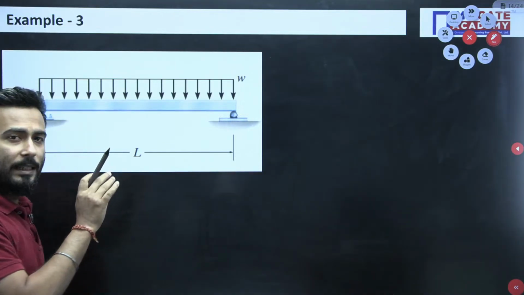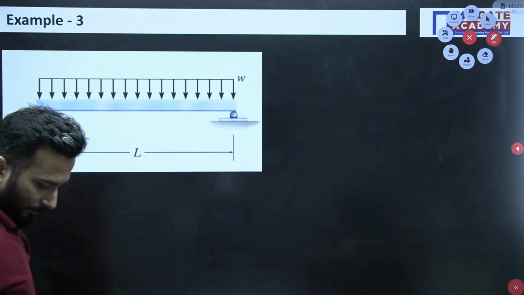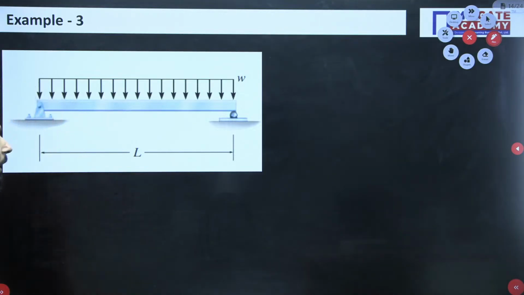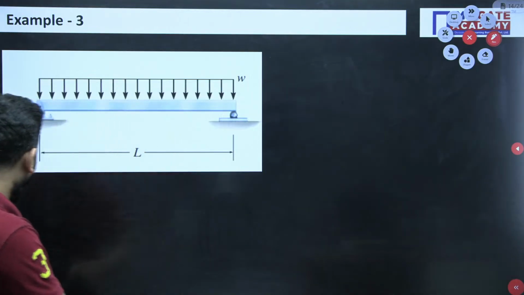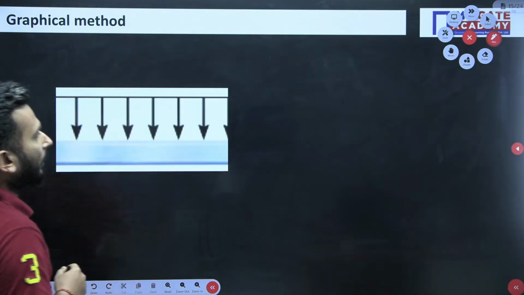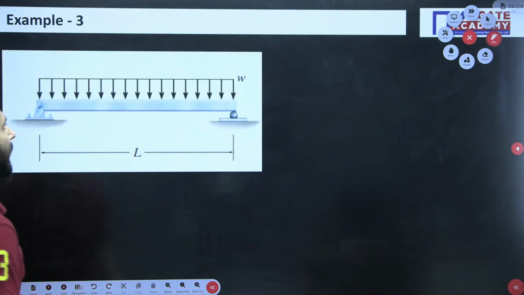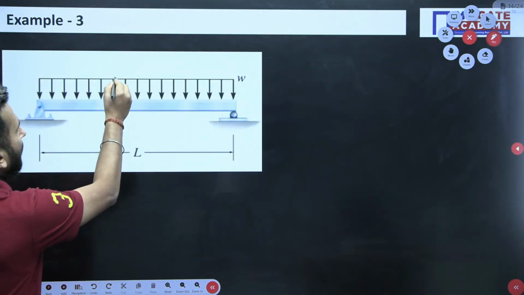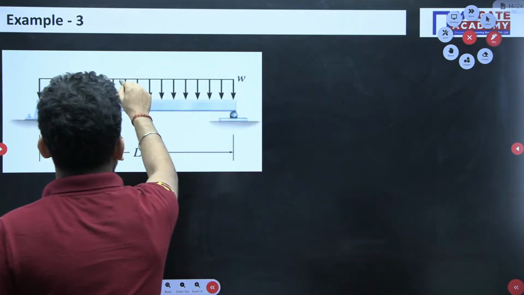Now 2 examples I have already taken. This is the third example that we have to draw, but before that we will learn the concept of the graphical method, and for that reason what I have done is I have taken some part of this.